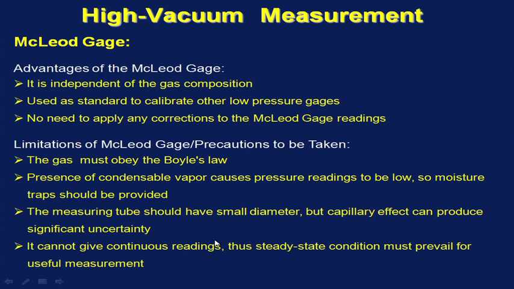Finally, the McClure gauge cannot give continuous readings, because the measurement involves a lot of steps to be followed, like the reservoir has to be lowered, and subsequently it has to be raised. So, it cannot give continuous readings. Thus, steady state condition must prevail for useful measurement.